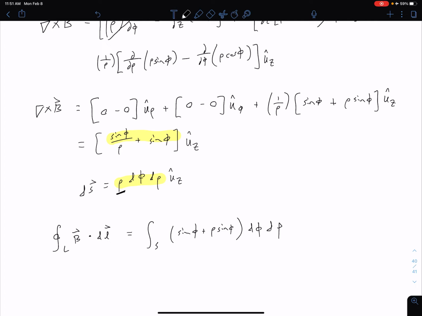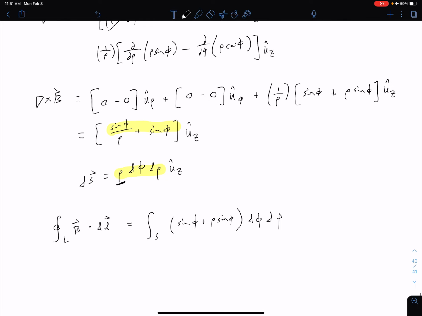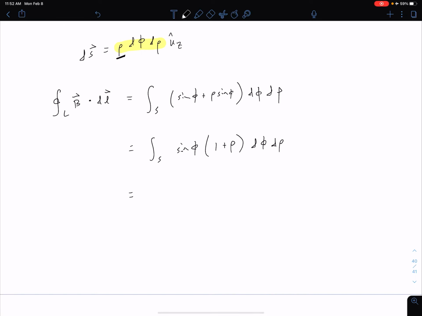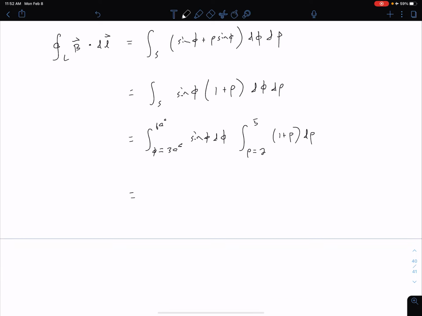Okay, well, of course I can factor out that sine of phi so we can separate our variables. So I can say this is equal to the integral over the surface of sine of phi times the quantity of 1 plus rho d phi d rho. And so now I can separate and integrate, so I can say this is the integral from phi equals 30 degrees to 60 degrees of sine of phi d phi times the integral from rho equals 2 to 5 of 1 plus rho d rho. Okay, so now it's just a matter of evaluating these two integrals.